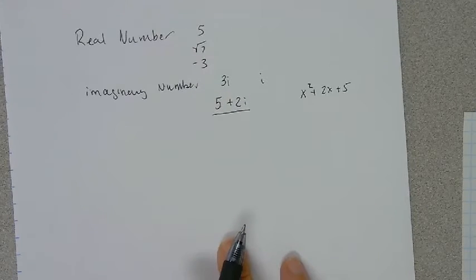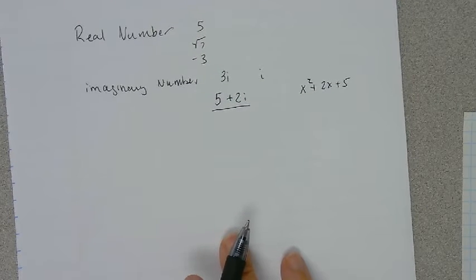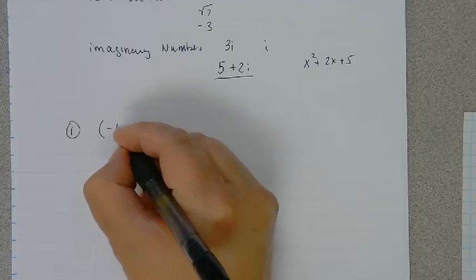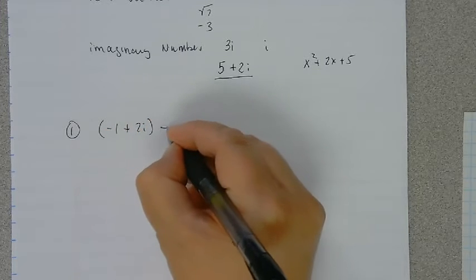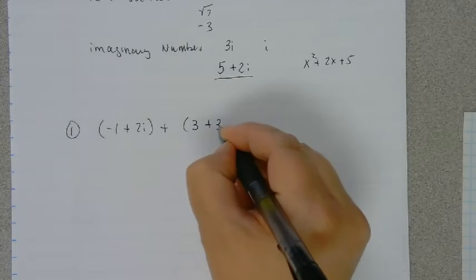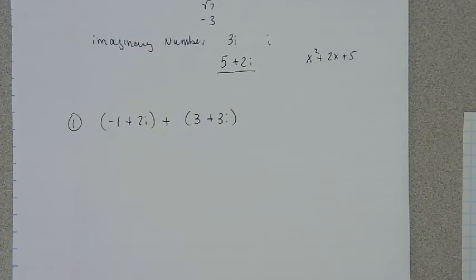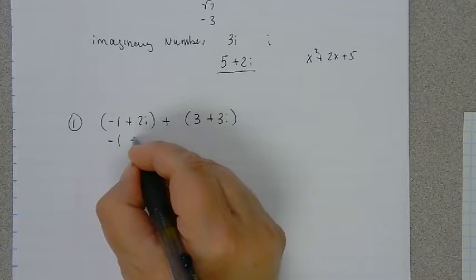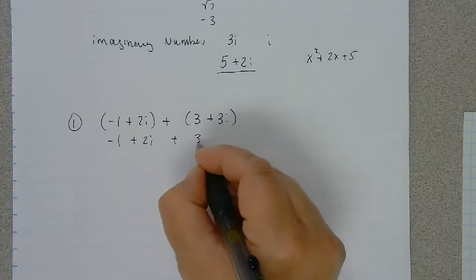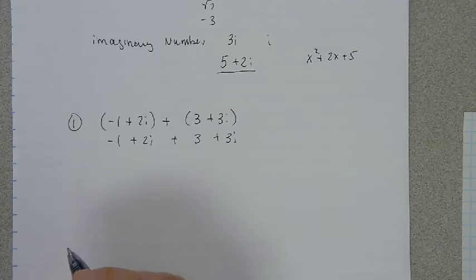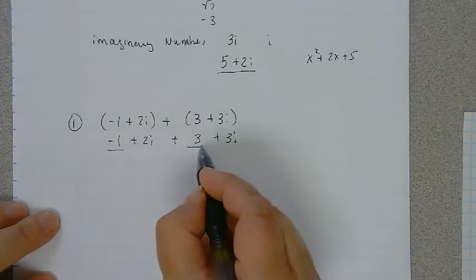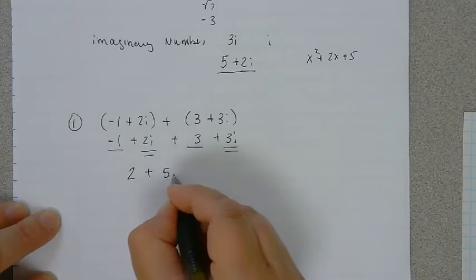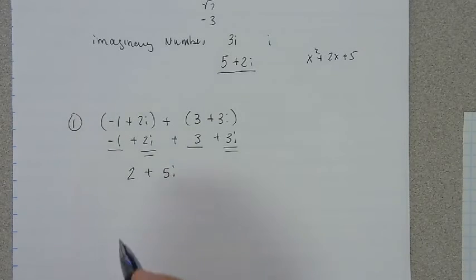So if we decide that we want to add or subtract two imaginary numbers, we basically treat it just like it was an x. So I'll do a few examples with you here. Let's add negative 1 plus 2i plus 3 plus 3i. So just like if the i's were x's, since there's a plus in here, I can drop the parentheses. So this would be negative 1 plus 2i plus 3 plus 3i. And then I'm going to go through and look for my like terms. I have a negative 1 and a positive 3, which is 2, and then positive 2i and positive 3i, which is 5i. So notice the i doesn't change, just the number in front.